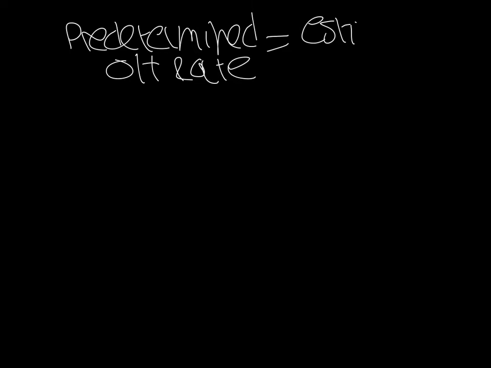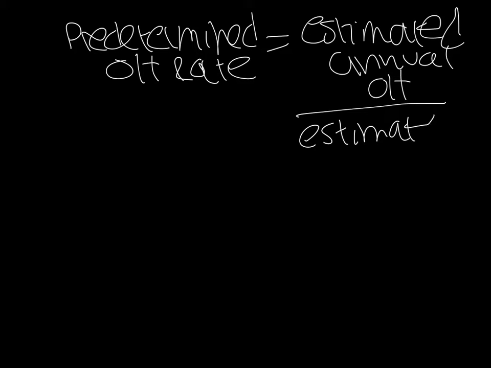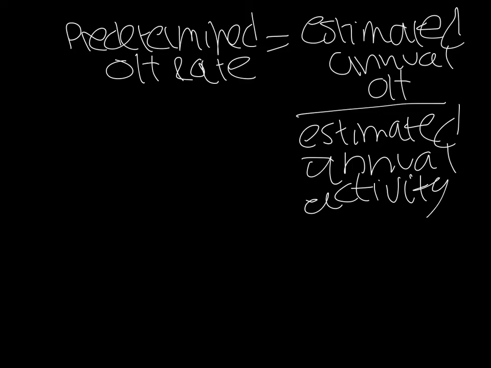The estimated overhead used in normal costing is called the predetermined overhead rate. The predetermined overhead rate is equal to the estimated annual overhead divided by the estimated annual activity level.